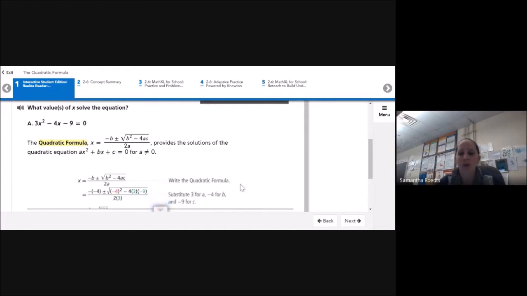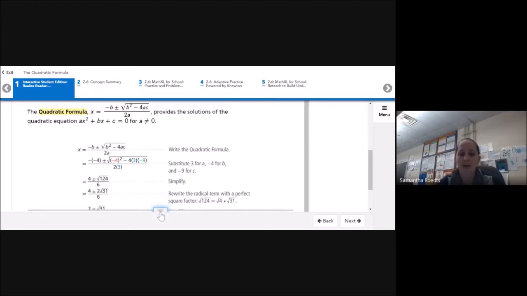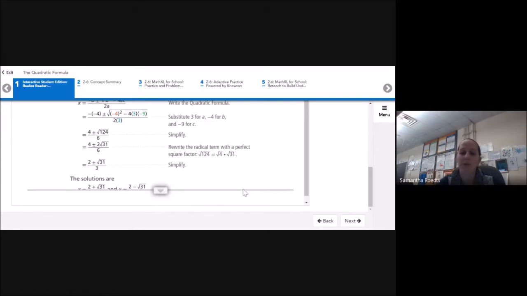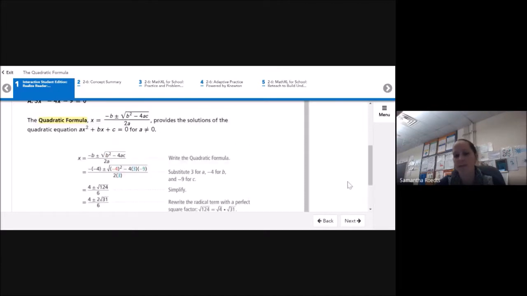So I write the quadratic formula. I substitute 3 for a, negative 4 for b, and negative 9 for c. And then I simplify. I rewrite the radical term with a perfect square factor. So our square root of 124 equals square root of 4 times square root of 31. And then I simplify. So the solutions are x equals 2 plus square root of 31 over 3, and x equals 2 minus square root of 31 over 3.